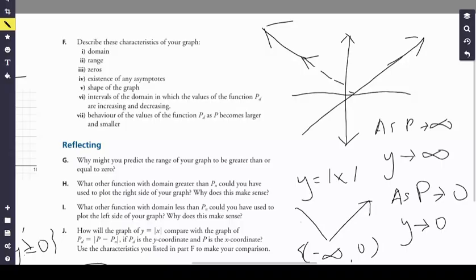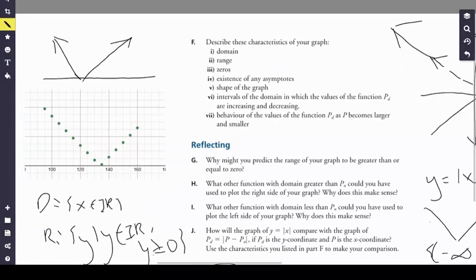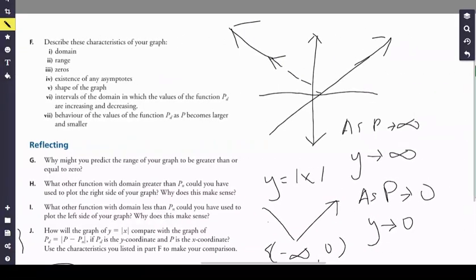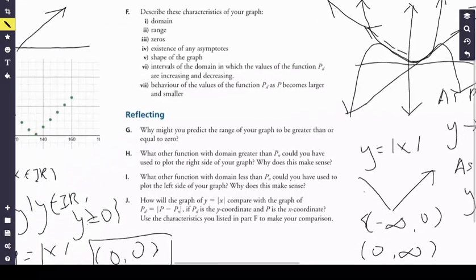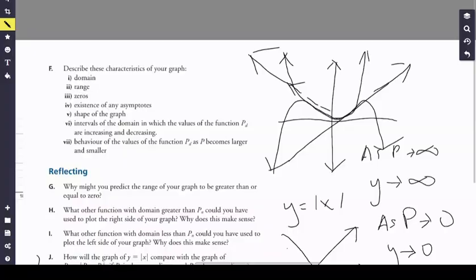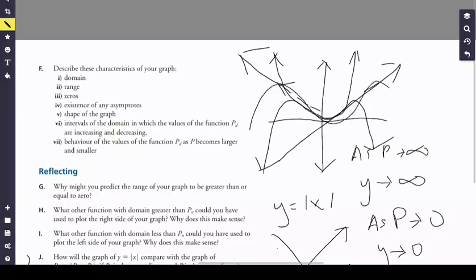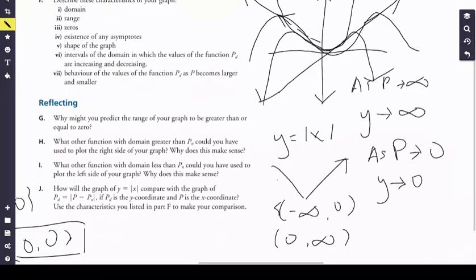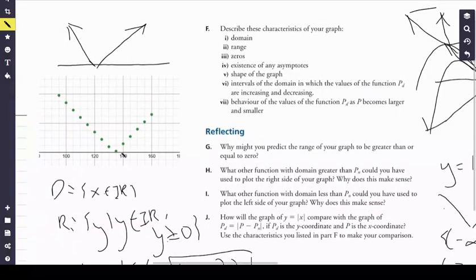What other function with a domain greater than p could you have used to plot the right side of my graph? Well, as we can see, because we don't leave this proximity, we could use a quadratic. Or if you get more creative, we could have used a quartic. Or if you're very creative, we could use a sinusoidal function. So there are many other functions with a similar domain that we could have used as a regression to plot our graph. This all makes sense because we don't leave this proximity. We don't go very far.